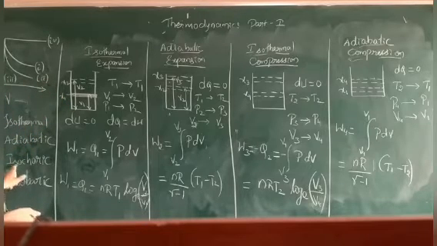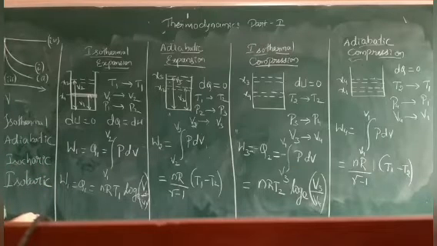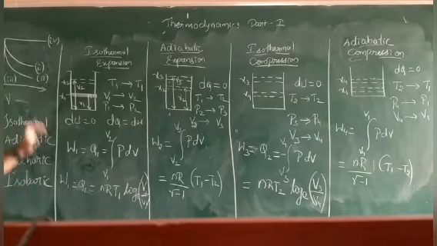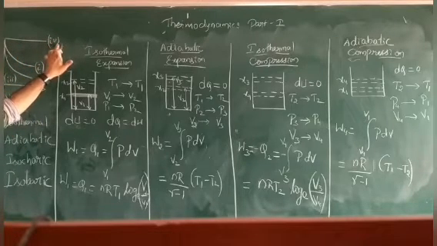Now the third process, when we observe isochoric. In an isochoric process, the volume remains constant, and this is the graph corresponding to the isochoric process. And the fourth one is isobaric. In an isobaric process, the pressure remains constant here. So when we keep the pressure constant, this is what we observe as the isobaric process.